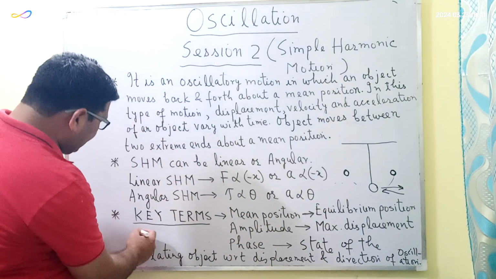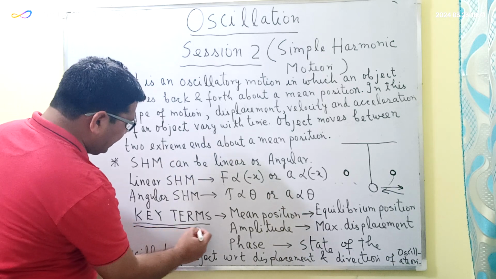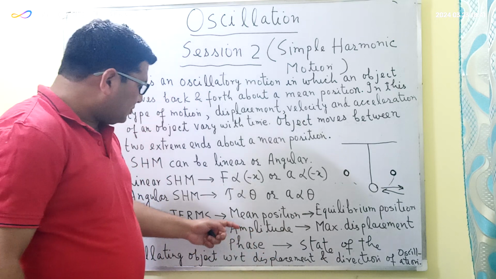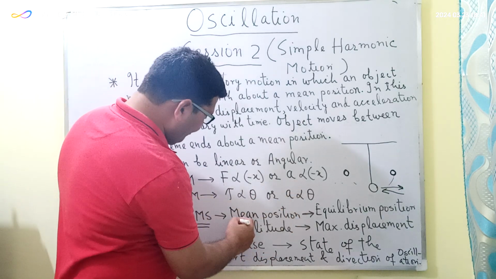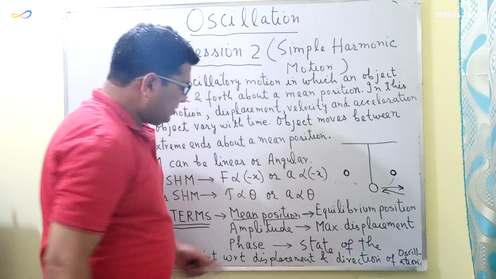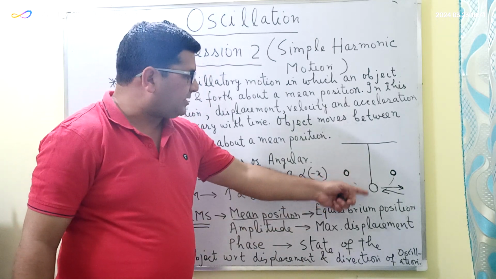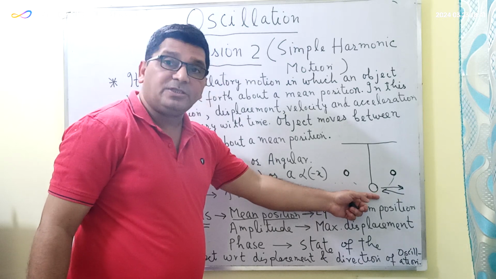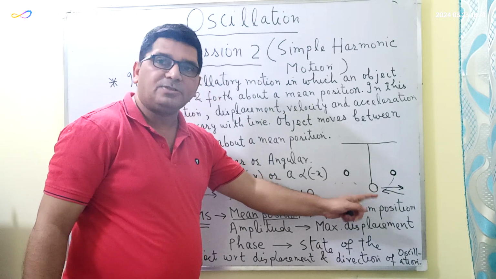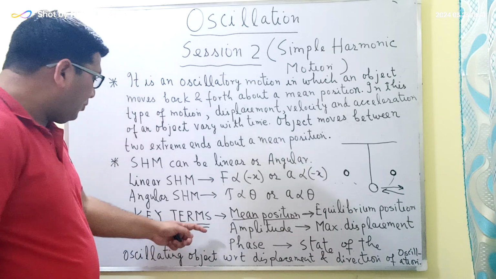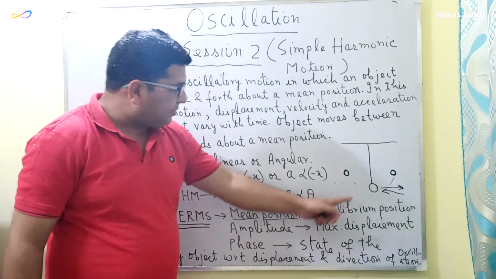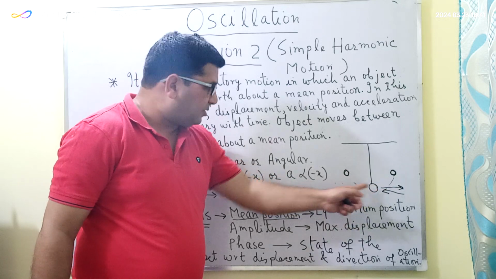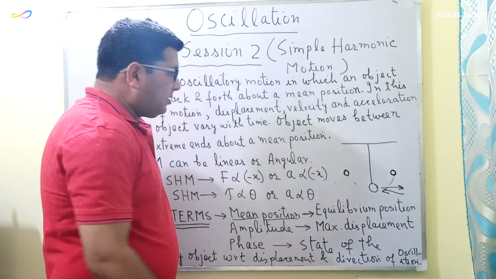Third point, these are a few key terms which I have written here, which we will be discussing in detail in the subsequent sessions. The first is the mean position. What is the mean position? As I have just told you, it is the equilibrium position at which the net force acting on this object is 0. Second point, amplitude. The amplitude is the maximum displacement of this object during the oscillatory motion.